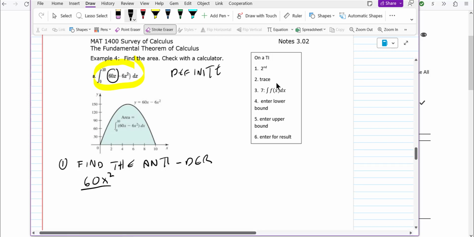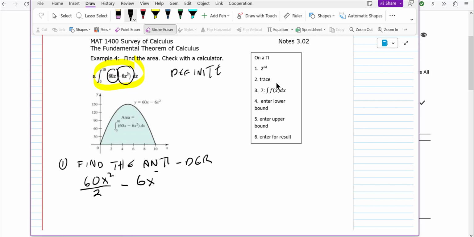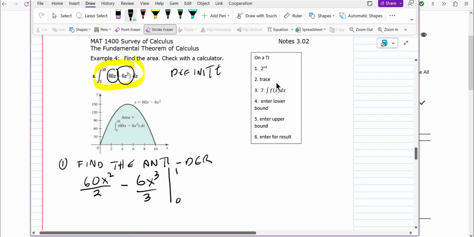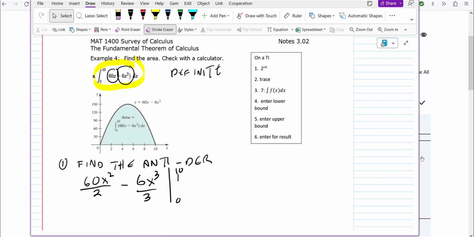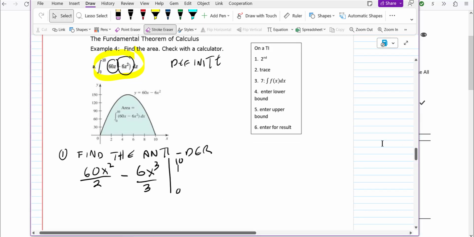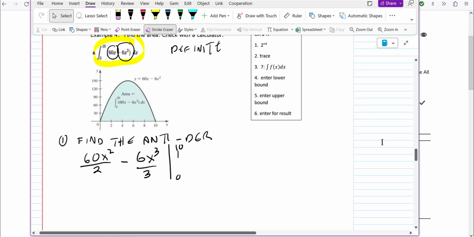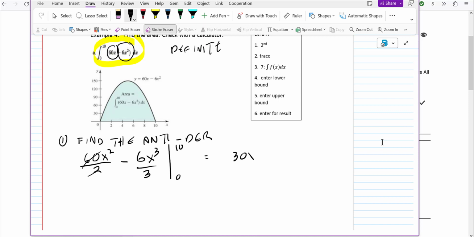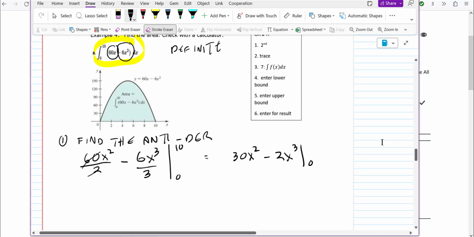There you go, power rule: 60x to the second over 2. And then, of course, you could reduce 60 over 2. And the 6x squared is the same thing. That would be 6x to the third over 3. And then what you do is you put a vertical bar. This is a shorthand notation, and you're going to do this from 0 to 10. After you've done your antiderivative, the rest of this is arithmetic. So I'm just going to write this as 30x to the second minus 2x to the third, evaluated from 0 to 10.